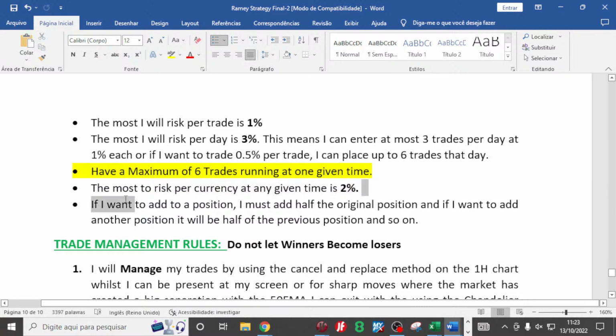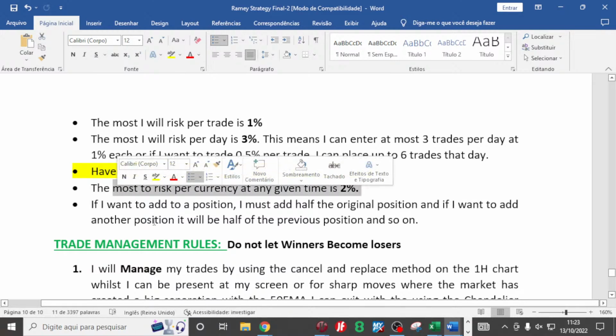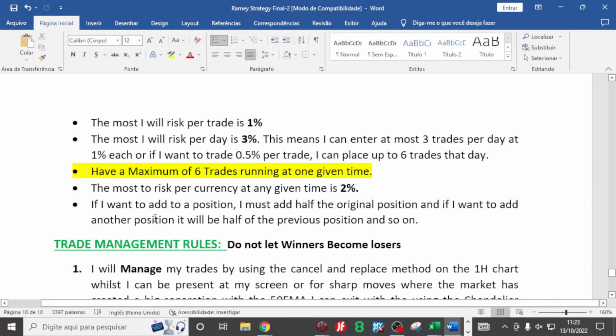Fair enough, everybody? I don't know why some traders are doing these strategies, but we have a non-written rule, everybody, whatever works for you. Okay? There is no right or wrong, whatever works for you. If this works for you, use it, it's fine. If I want to add a position, I must add half the original position, and if I want to add another position, it will be half of the previous position, and so on and so on.